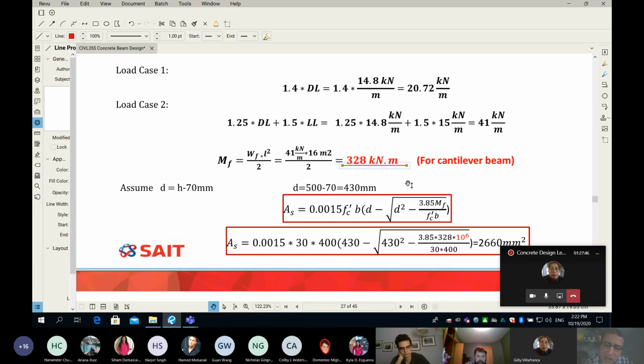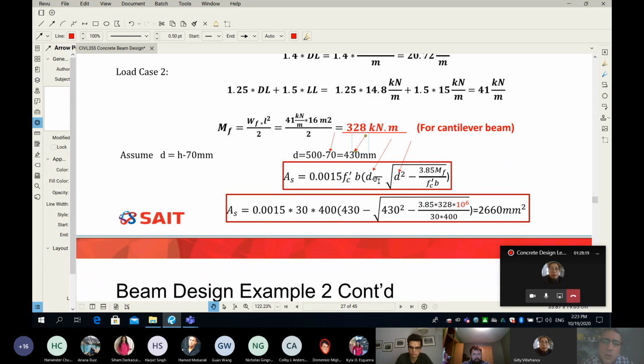Guys, remember, for the area of steel, we use D, not H. I'm very clear, in the area of steel, we use D, not H. D is the effective depth of your beam, while H is the overall thickness of your beam. And we agree that in my class, we will always make this assumption as a trial. So we go from 500, we take 70, and then we are left with 430. This 430 is the effective depth of the beam, which goes into your equation. You can see it's here, 430, and then 430 here.